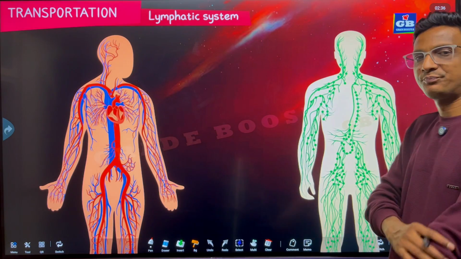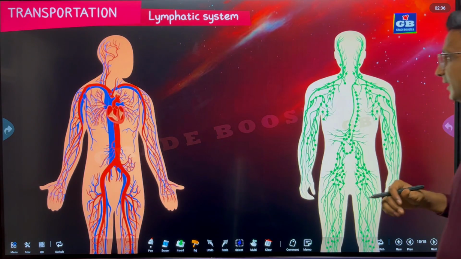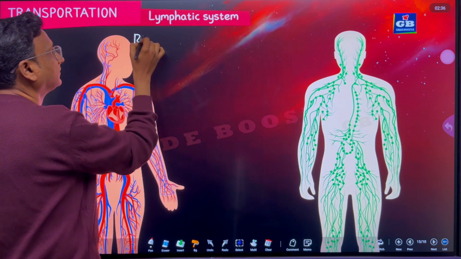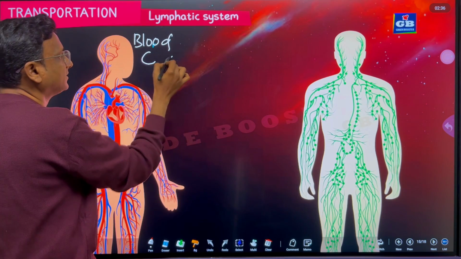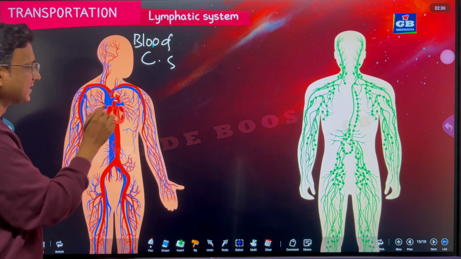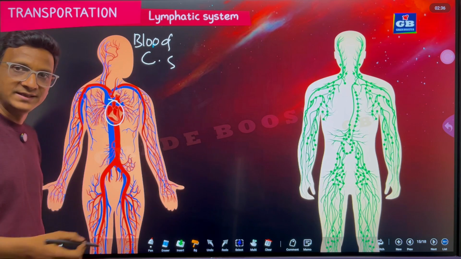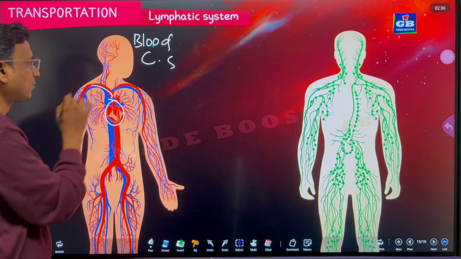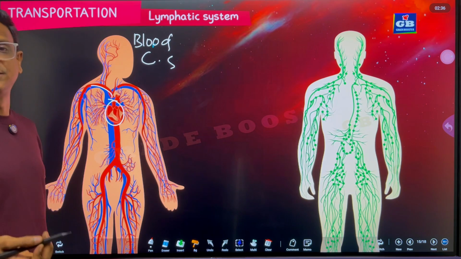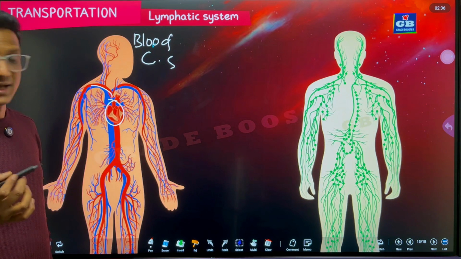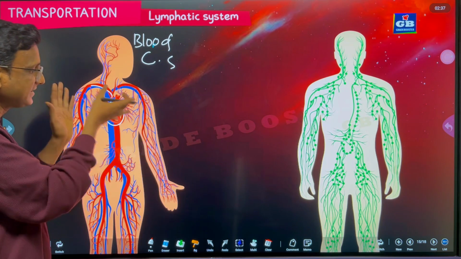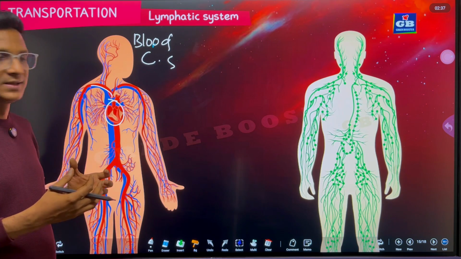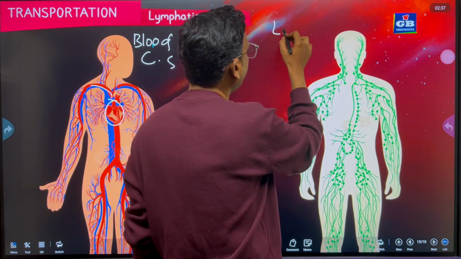So next we have the lymphatic system. You know this is the blood circulatory system. Here is the heart, and the blue color lines are the veins which collect the deoxygenated blood from body parts, and the red color ones are the arteries which supply the oxygenated blood to different parts of our body. The blood is flowing in these blood vessels due to the pumping of the heart.